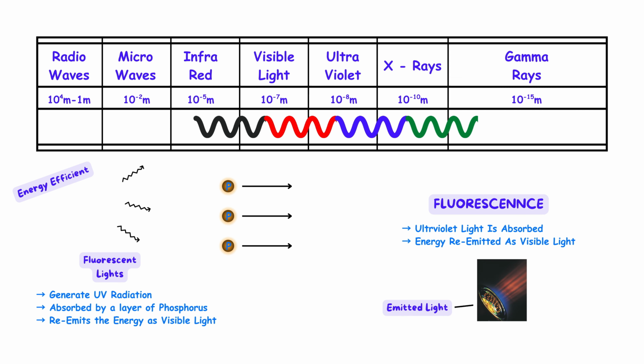Inside these lights, ultraviolet radiation is produced initially, and this radiation is then absorbed by a layer of phosphor coating the inner surface of the bulb. The phosphor becomes energized and subsequently re-emits the energy as visible light, effectively transforming the ultraviolet energy into light that we can see. One of the key advantages of using fluorescent bulbs is that they are highly energy efficient, which helps reduce both electricity consumption and carbon dioxide emissions, contributing positively to the environment and lowering energy bills.